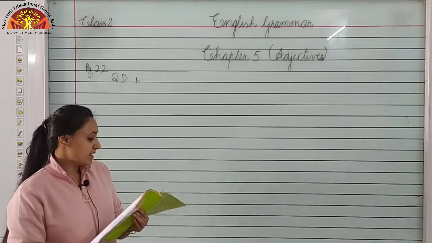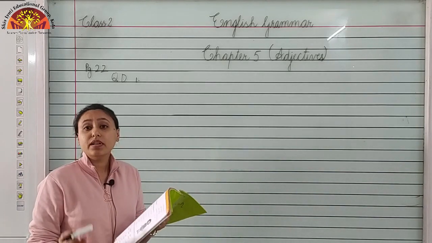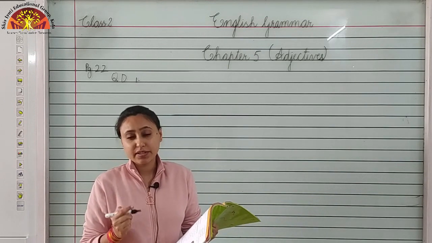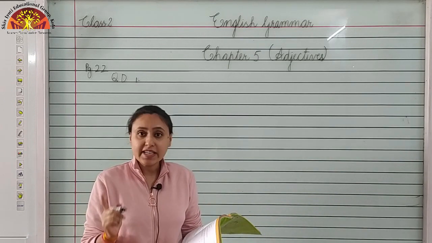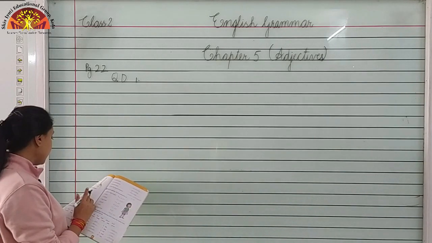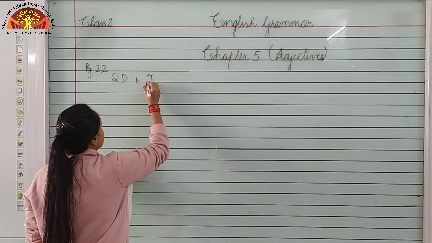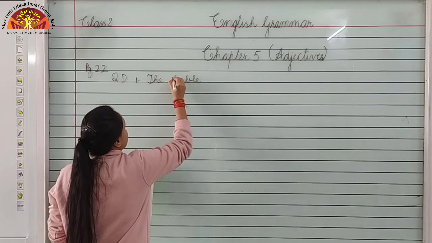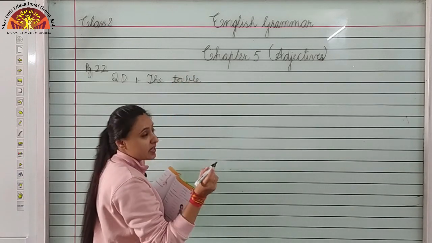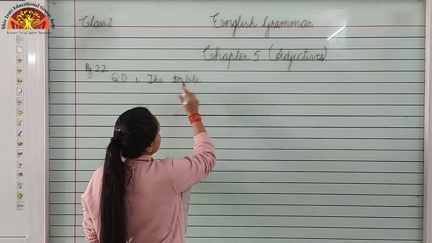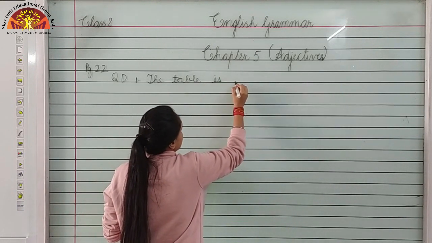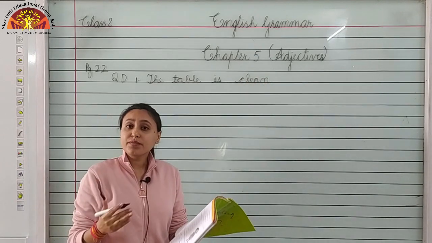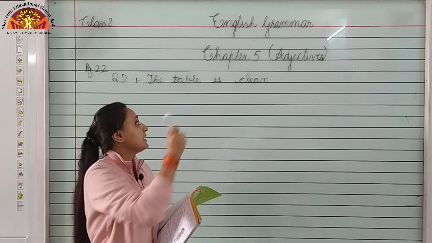Okay. Let us see. Number 1 is the table is dirty. Underlined word is dirty. So what is opposite of dirty? Opposite of dirty is clean. So we will rewrite it. Okay. The table, earlier sentence, table is dirty. Now we will write it as the table is clean. Okay. We have used opposite of dirty, clean.